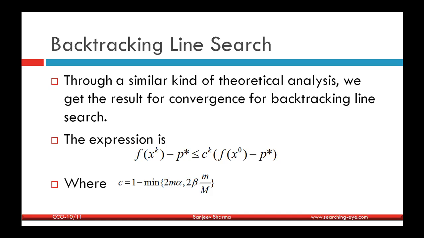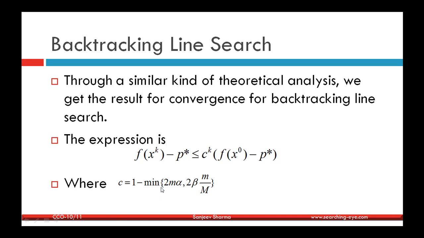And the similar kind of result that we have discussed in the exact line search is applicable for the backtracking line search, where f of x k minus p star is equal to c to the power k times f of x0 minus p star, where c is 1 minus minimum of 2 m alpha comma 2 beta times m over M.